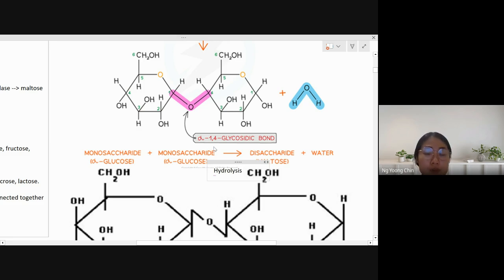So condensation involves the combination of monosaccharides to become a disaccharide. I hope you know what is meant by condensation and hydrolysis. Hydrolysis means one unit becomes two separate units. Lysis means separate, and hydro means that they use water to separate. As you can see, disaccharide plus water becomes two monosaccharides. That means they are using water to help split the molecule.